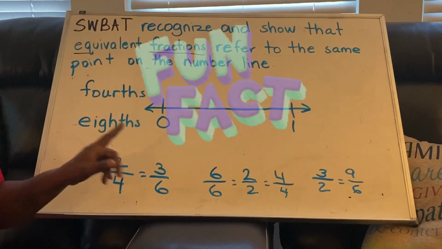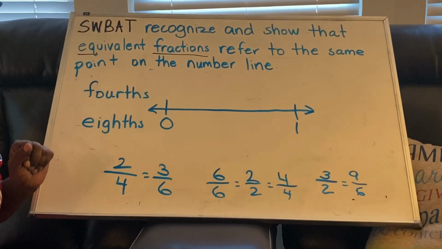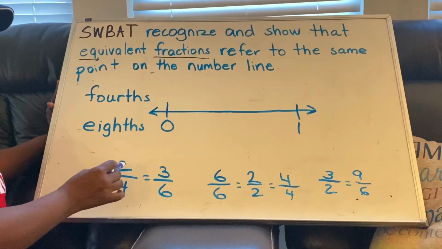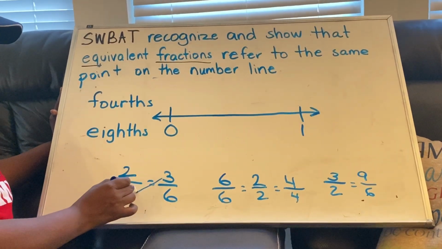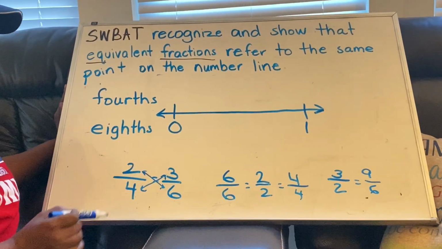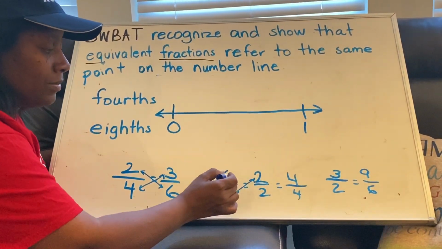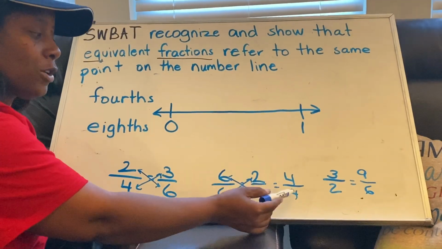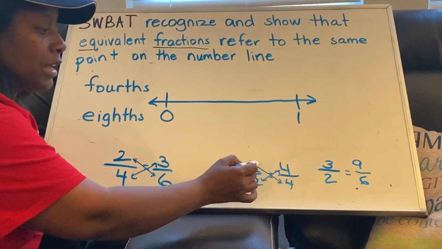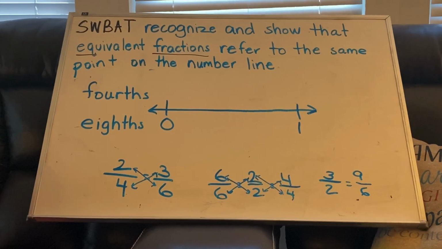Okay, so here's a little fun fact. If you want to make sure that your equivalent fractions are correct, then we can do what's called cross multiplying. So when I found on my number line that 2/4 is equal to 3/6, if I cross multiply, 4 times 3 is 12, 2 times 6 is 12, so I know that's correct. 2 times 6 is 12, 6 times 2 is 12, and then it's also equal to 4/4. So 2 times 4 is 8, and 2 times 4 is 8. You get it. So when you want to make sure your numbers are correct, please cross multiply.